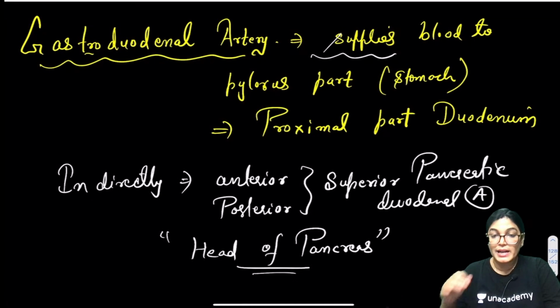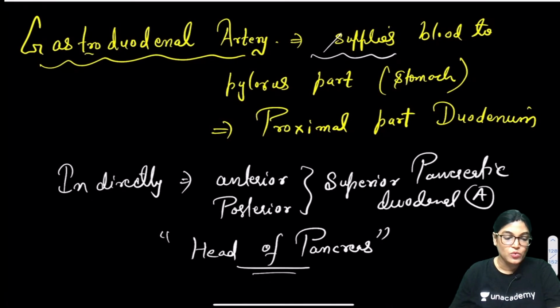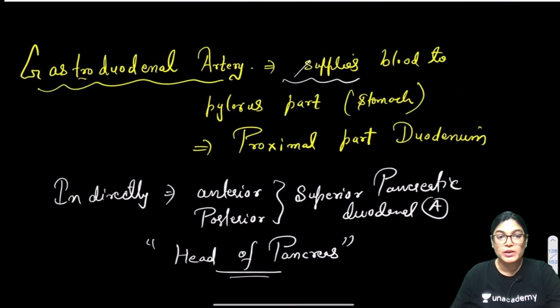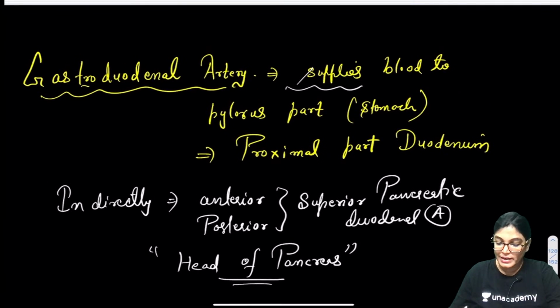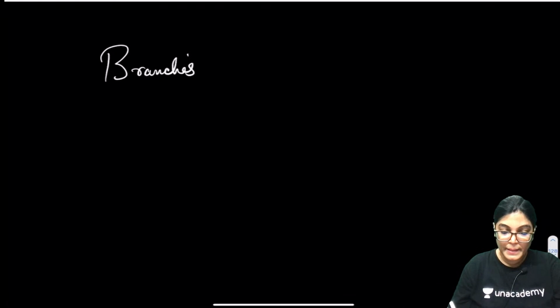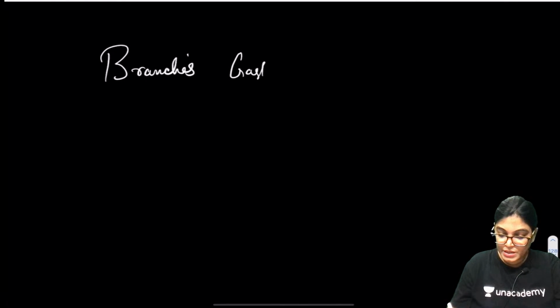The next important point which was asked in the MCQ was the direct MCQ, what are its branches. Before showing you the cadaveric images, I just want everyone to know its branches also. So here, let me highlight it. All of you please write down the direct branches of the gastroduodenal artery.